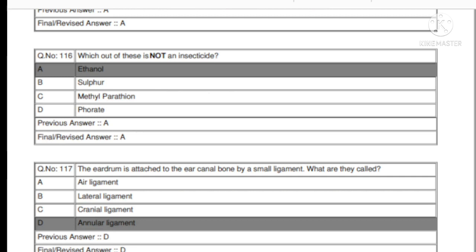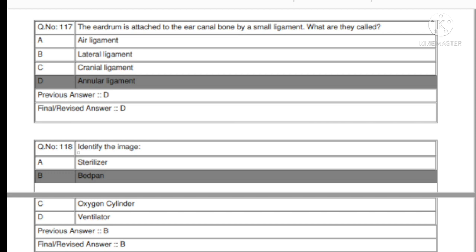Next question, question number 116. Which out of these is not an insecticide? So we have to find out among the following A, B, C and D one option which is not an insecticide. Ethanol, sulfur, methyl parathion, prorate. So its answer is ethanol. Ethanol is not an insecticide.